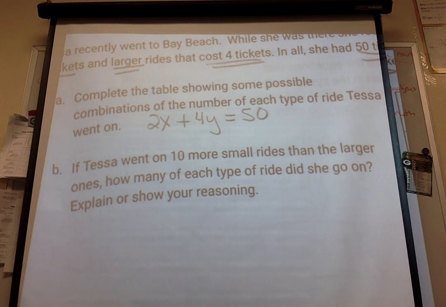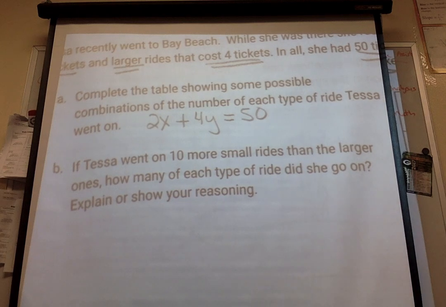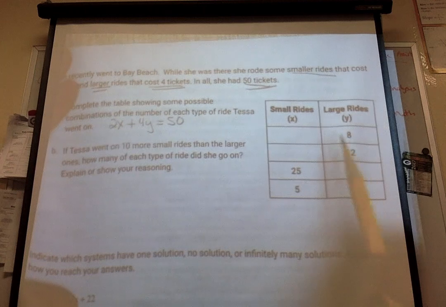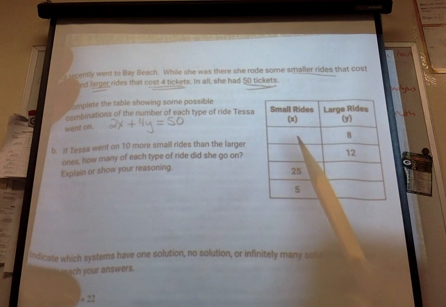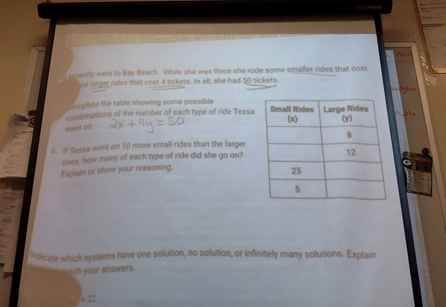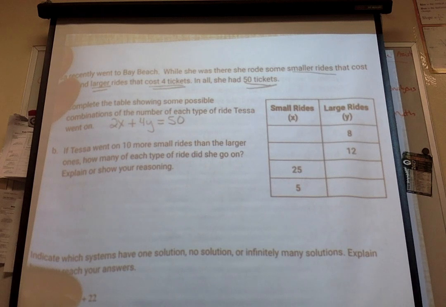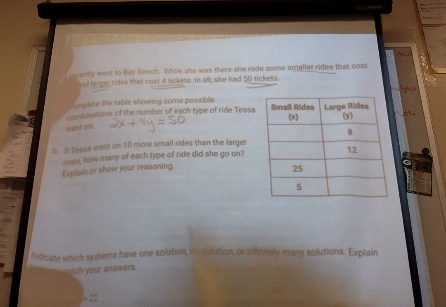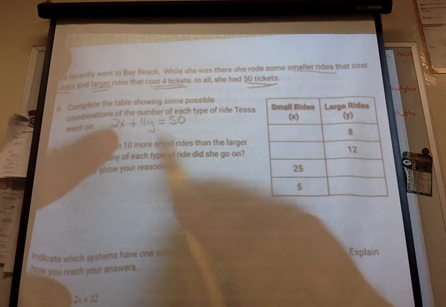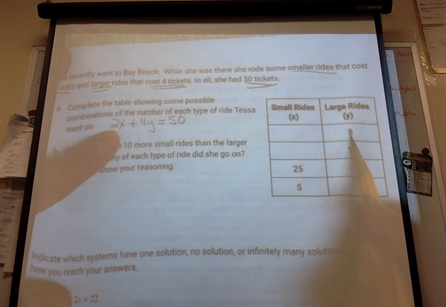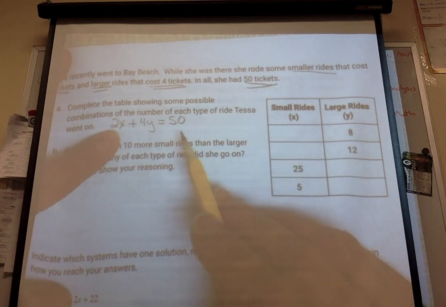So we're going to use that information to solve and use it for our chart. So I'll zoom out a little bit. In our chart, they either give us an x value, the small rides, or the y value, the large rides. So in this one, I'm going to use our equation, and we're going to substitute 8 in for my y value. So our equation is going to look like this.